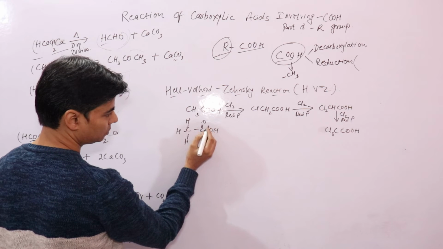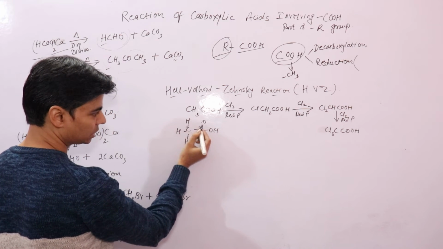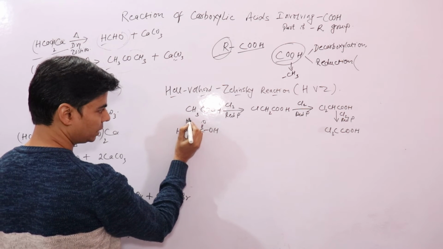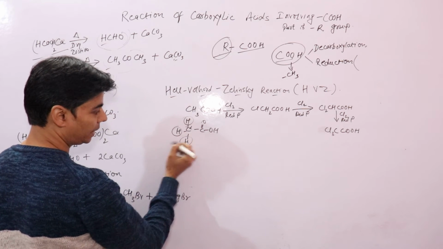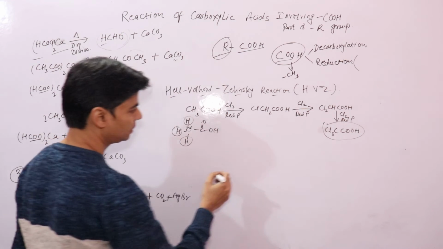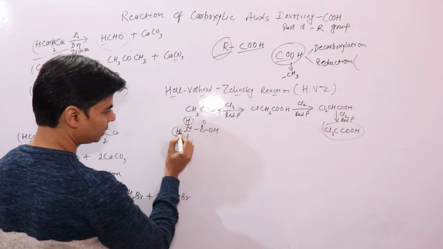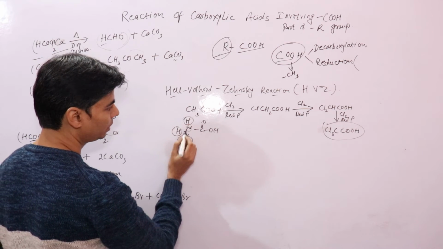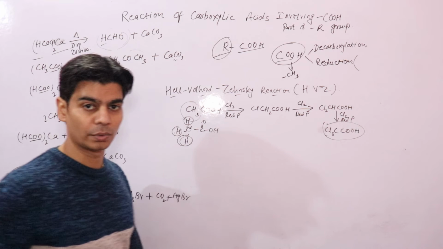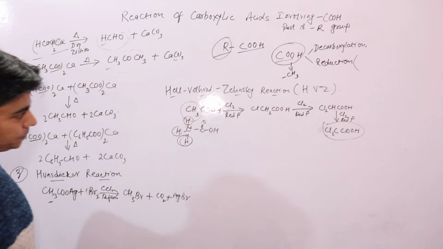This is your carboxyl carbon, right? And this next to the carboxyl carbon is your alpha carbon, and all hydrogen atoms connected to the alpha carbon are your alpha hydrogens, right? So in the formation of trichloroacetic acid, all hydrogen atoms of this alkyl group are replaced by chlorine atoms to form trichloroacetic acid, right? I hope this is clear.